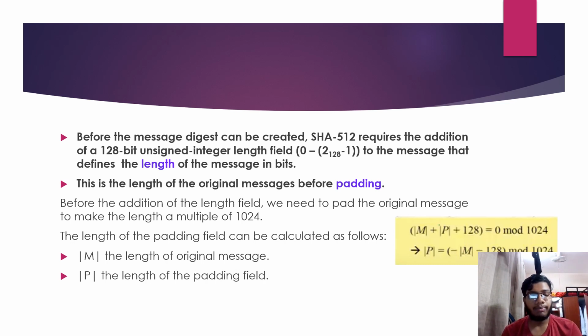Then we need to pad the message so that it becomes a multiple of 1024. How much we should pad, we have to determine based on this formula. This 128 is the length field of the original message, and this is the original message, and we need to pad something suitably so that the entire thing becomes a multiple of 1024, so that it satisfies the equation. To find the padding, we take the terms to the other side, take a minus mod, and solve it. We'll just take a simple example.